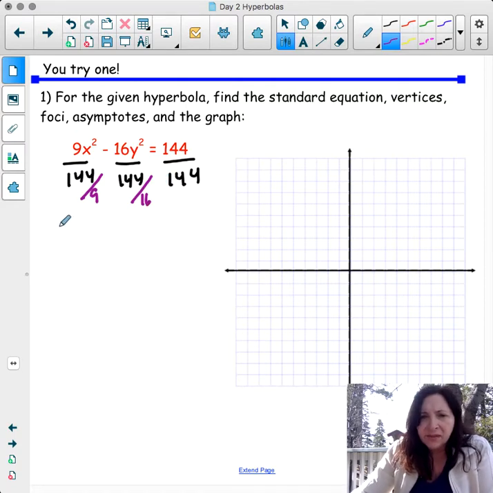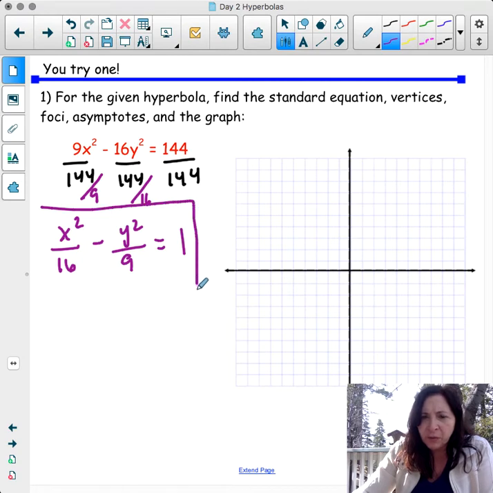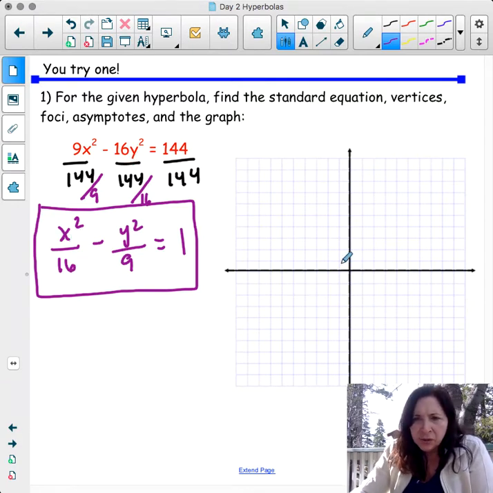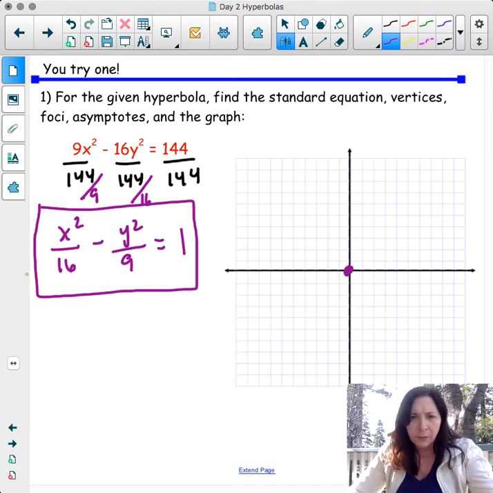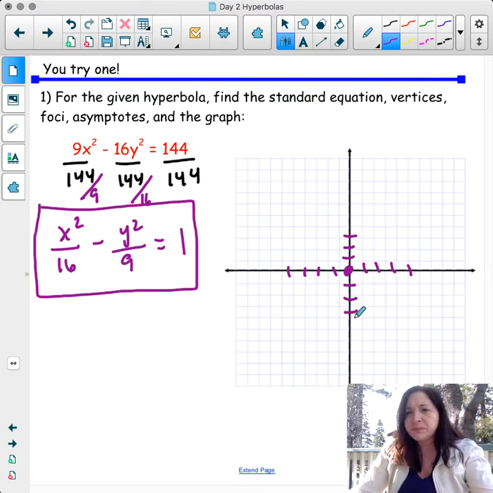And in this case, I'm going to get x squared over 16 minus y squared over 9 is equal to 1. So here's my equation of my hyperbola in standard form. It looks like my center is at 0, 0. And in the x direction, I'm going to go the square root of 16, which is 4. So 1, 2, 3, 4, 1, 2, 3, 4. And in the y direction, I'm going the square root of 9, which is 3. 1, 2, 3 up and 3 down.